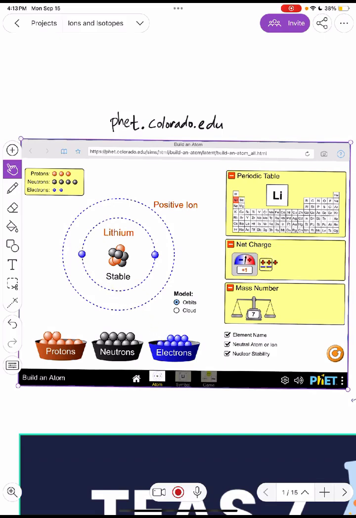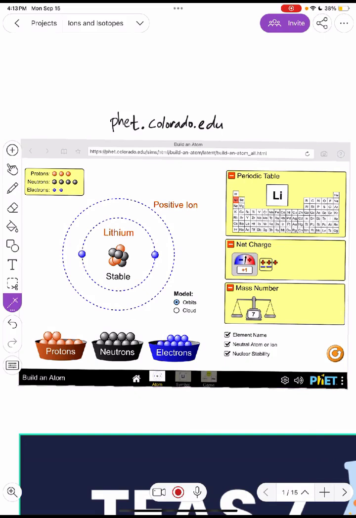Now, lithium will usually form, I shouldn't say usually, it always forms a positive ion. And it's over on the left-hand side of the periodic table. The ion that forms with lithium is going to be lithium with a positive 1 charge. It's positive 1 because it's got 1 extra proton than it has electrons.